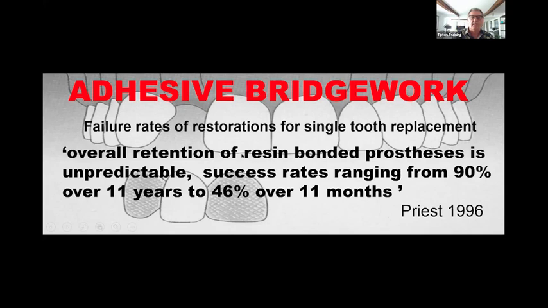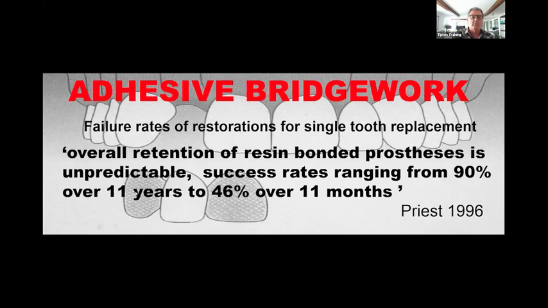Success rates vary from 90% over 11 years, which is what we want. That's what we're aiming for. For all the bridge work that you do, you should be saying, I want at least 15 years on average from my bridge. Otherwise, it's going to be experimental. It may then be a long-term provisional or prototype. But I want 15 years minimum. Ideally, I want 20, 25, 30 years out of my bridge, which incidentally is often a lot longer than it would be for a single tooth implant, but that's another story.